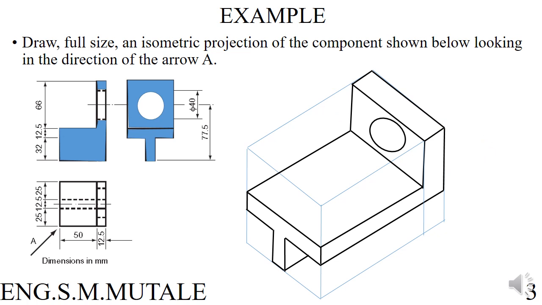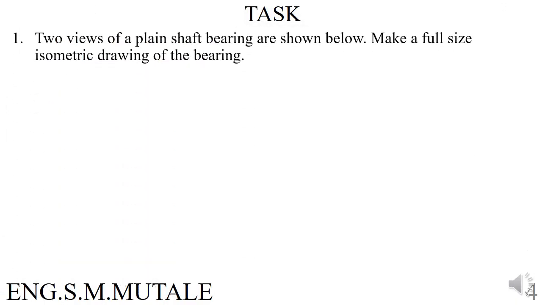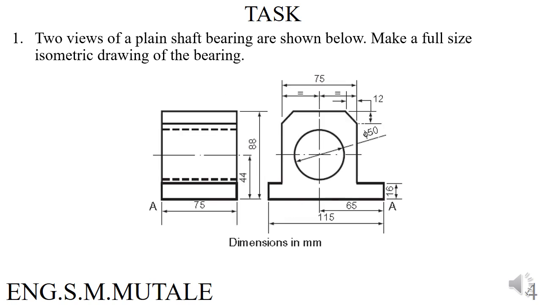So those are the simple steps we take to draw in isometric projection. You can try the following as a task. So two views of a plane shaft bearing are shown below. Make a full size isometric drawing of the bearing. So you have this. Okay, so this is your front view, and then this is your side view. So try to follow the procedures I've given with these dimensions given. The diameter of the circle has been given to be 50 millimeters.